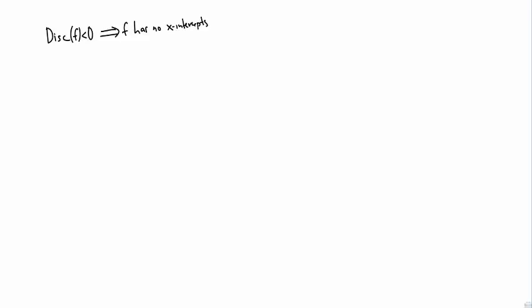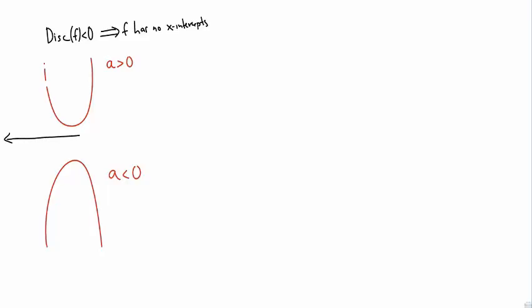Let's see what this says about the graph. There are two possibilities. First is that the parabola opens upwards, which happens whenever a is positive. And the second is when the parabola opens downwards, which happens whenever a is negative. So in this top case, when a is positive and there are no x-intercepts, we see that the x-axis must be strictly below the graph. Right? The x-axis will never intersect the parabola since there are no x-intercepts.